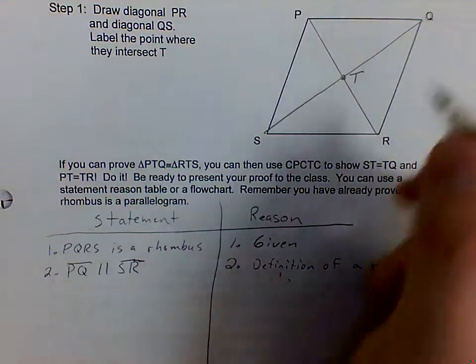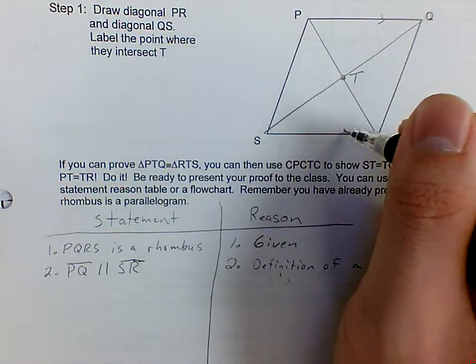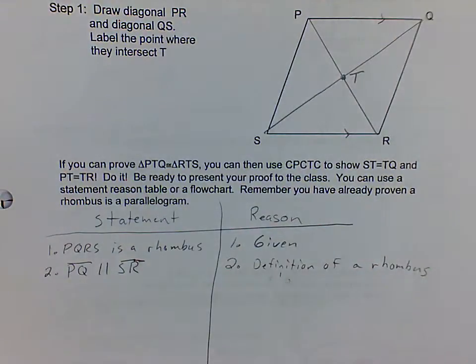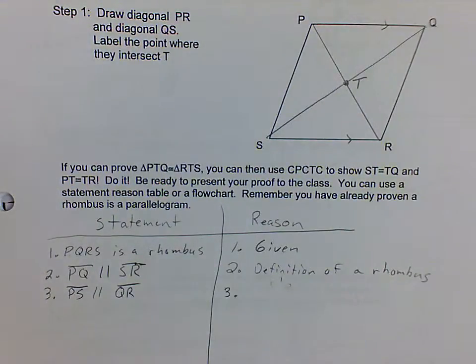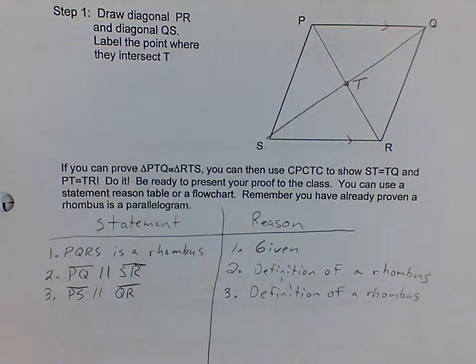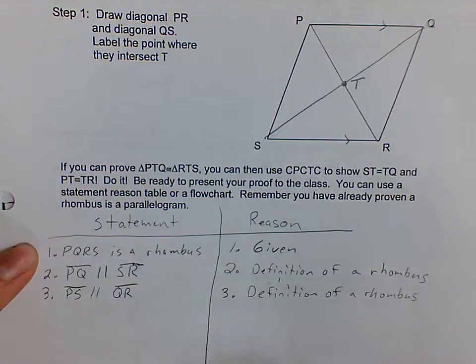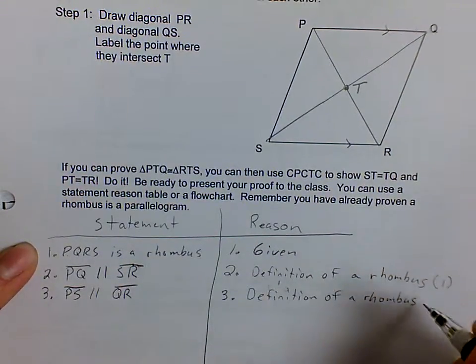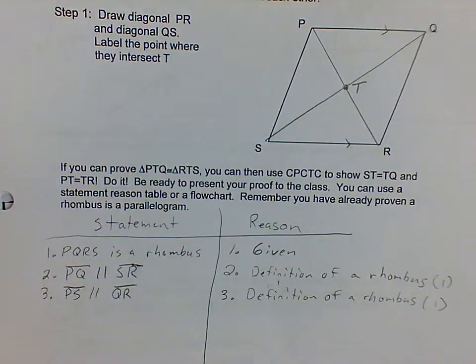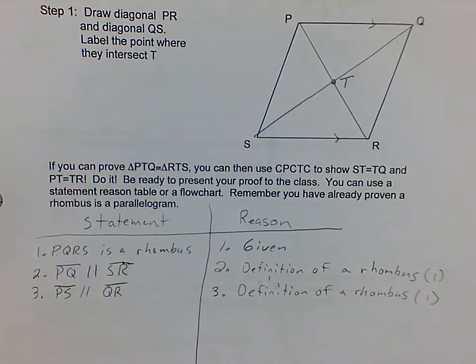All right, so we know that PQ, we draw a little parallel symbol, the arrows, so we know that those two are parallel. And we also know the other set of parallel sides as well. So we know that PS is parallel to QR. Go ahead and tell me the reasoning for here. This is going to have the exact same reason, which is definition of a rhombus. We should show our flow here as well. So we know that number 1 says that it's a rhombus, so this number 2 comes from step 1. Okay. So we know that we can use definition of a rhombus because those are coming from step 1.